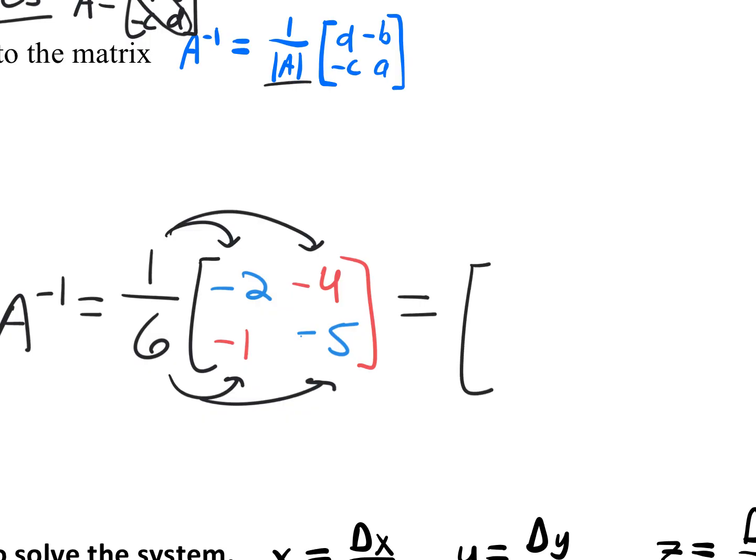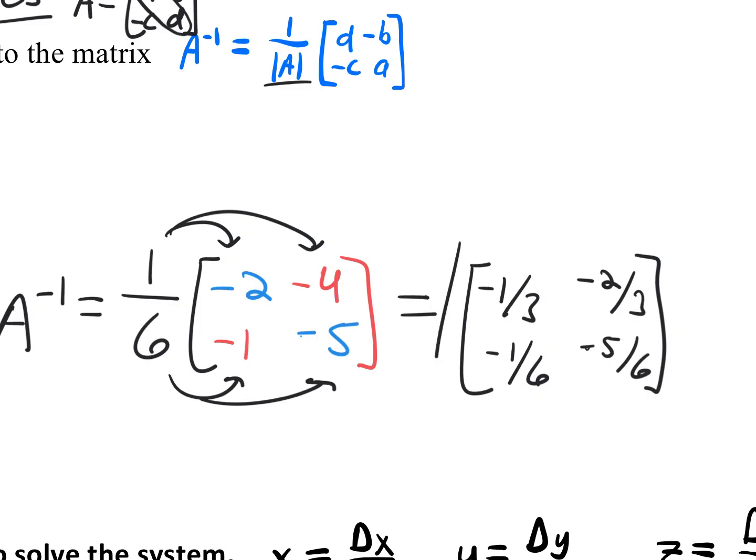So what does the top left get you? Good. Simplified is negative 1/3. What about the top right? Good. Negative 2/3. And then the bottom? And then the last one. So then this is the inverse of the matrix that we were given.